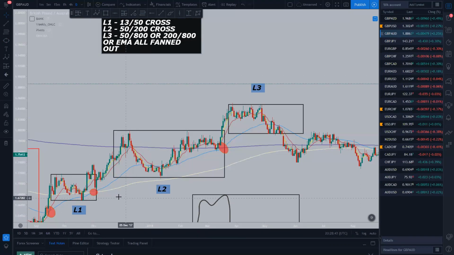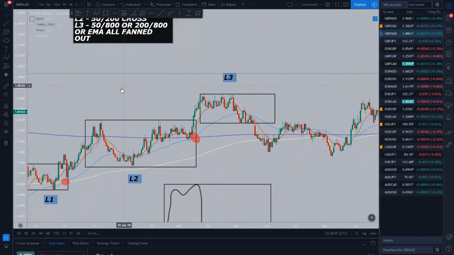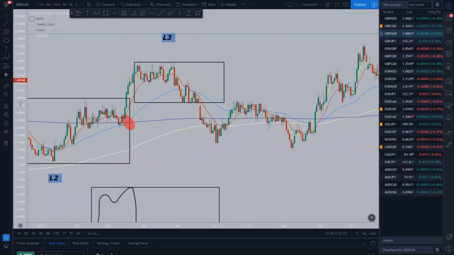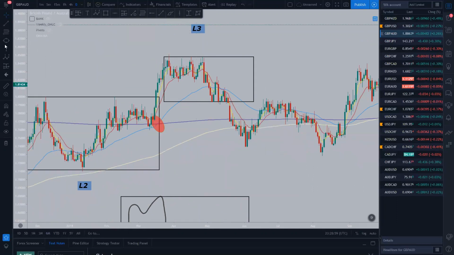Or you're looking for the 200 and 800. So you're looking for the white EMA and the purple EMA to cross, which it didn't happen, right? Because we've had a 50 and the 800 cross. Or you're looking for the EMAs to be found out. So what does it mean by EMAs being found out? EMAs being found out is when you have something like this, where all the EMAs are very wide apart, right? You have a big separation between the moving averages, right?